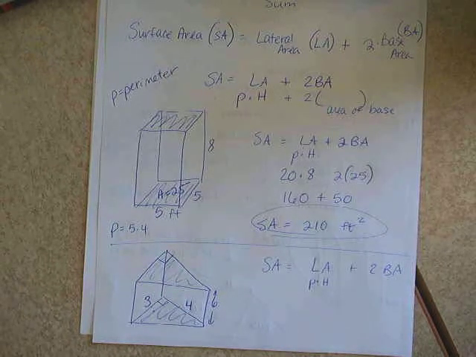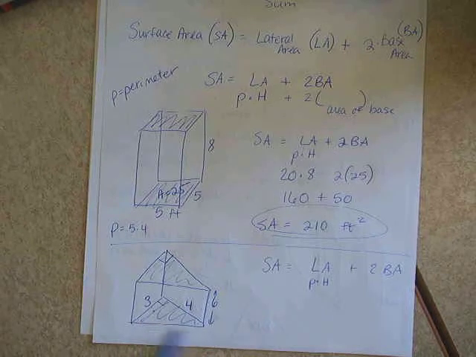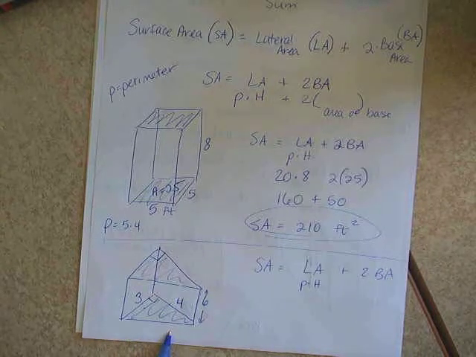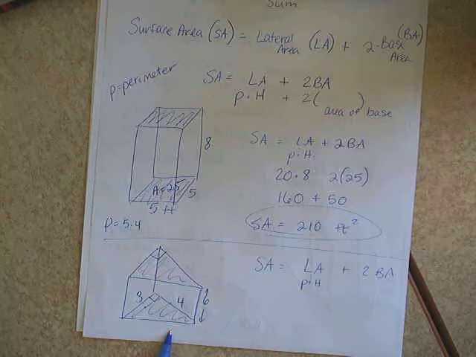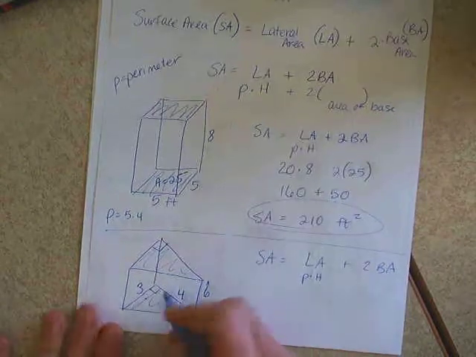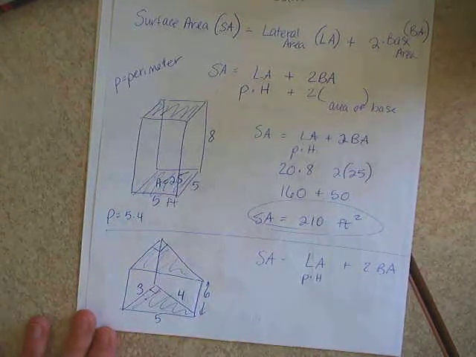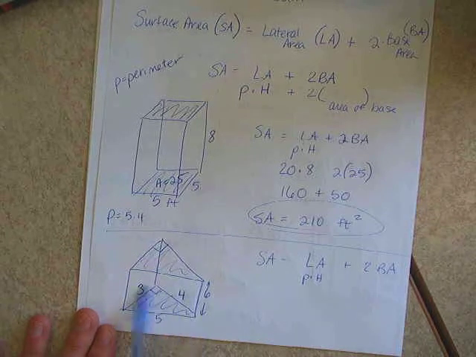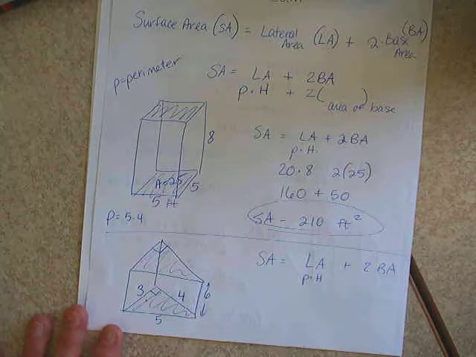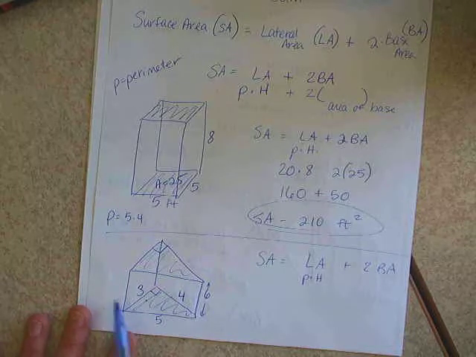All right, so surface area. Lateral area plus 2 base areas. Lateral area is perimeter times height. Okay, what's the problem with perimeter? We're missing a side. Yes, it is a 3, 4, 5 triangle. If you didn't know that, how could you find that third side to get the perimeter?